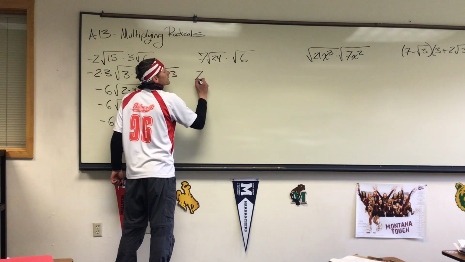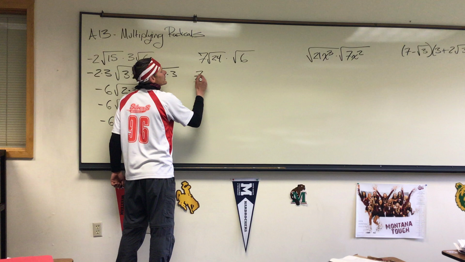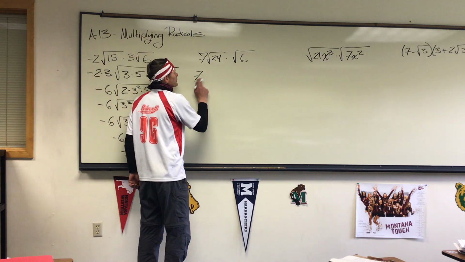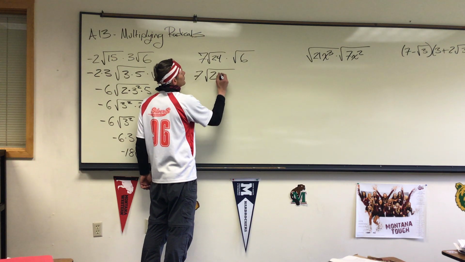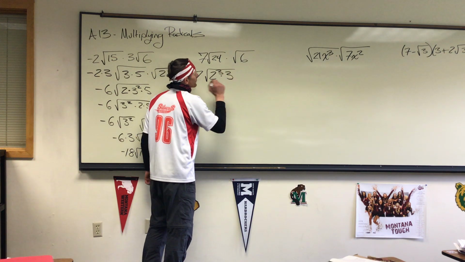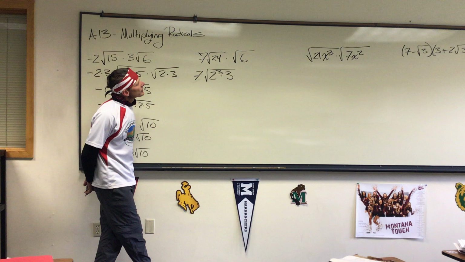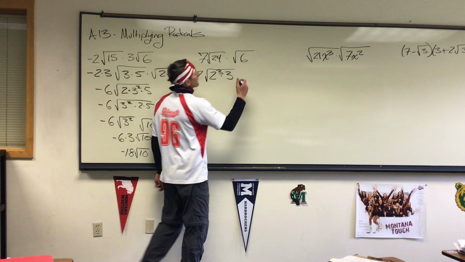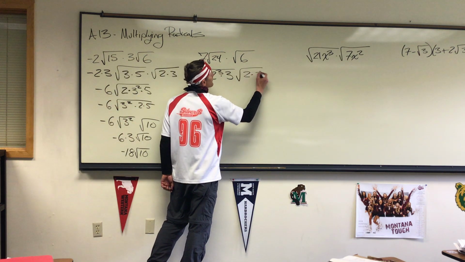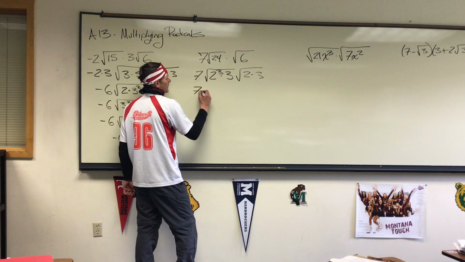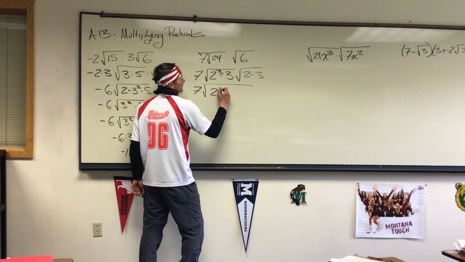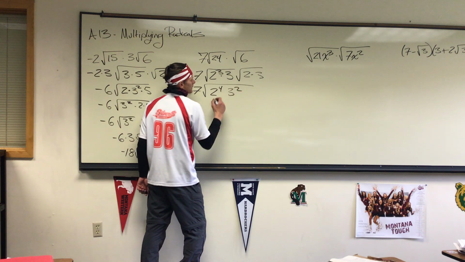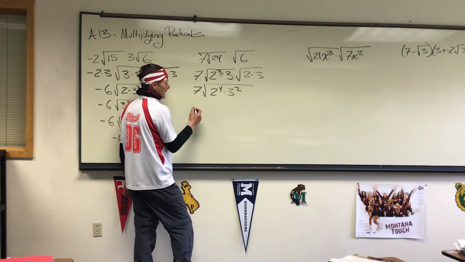Okay. 7. Woo-wee. 7 times 24. Let's do the prime factorization of 24. It is 2 cubed times 3, right? 2 times 2 times 2 is 8. 8 times 3. And this is 2 times 3, so I'm going to write the square root of 7 times 2 to the 4th, 3 squared. 2 to the 4th times 3 squared.